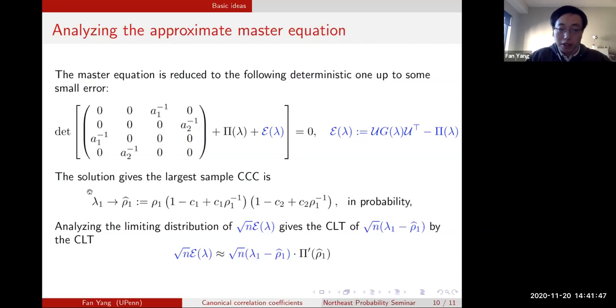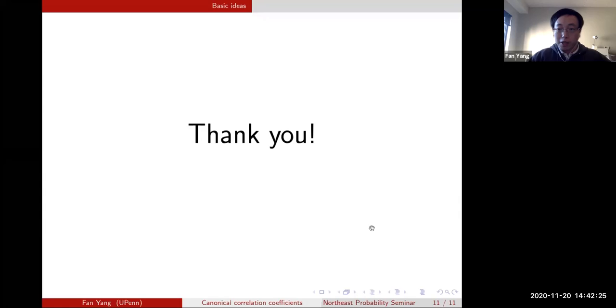If we center the sample CCC around this deterministic value, we want to show the CLT. Using this simple Taylor expansion, the CLT of the largest sample CCC follows from the CLT of this error part. So another contribution of our work is we show this matrix after scaling by square root n converges to a Gaussian matrix, which shows the CLT of this eigenvalue lambda 1 of the sample canonical correlation matrix. Okay, so that's the idea of our proof, and I want to stop here. Thank you very much for your attention.